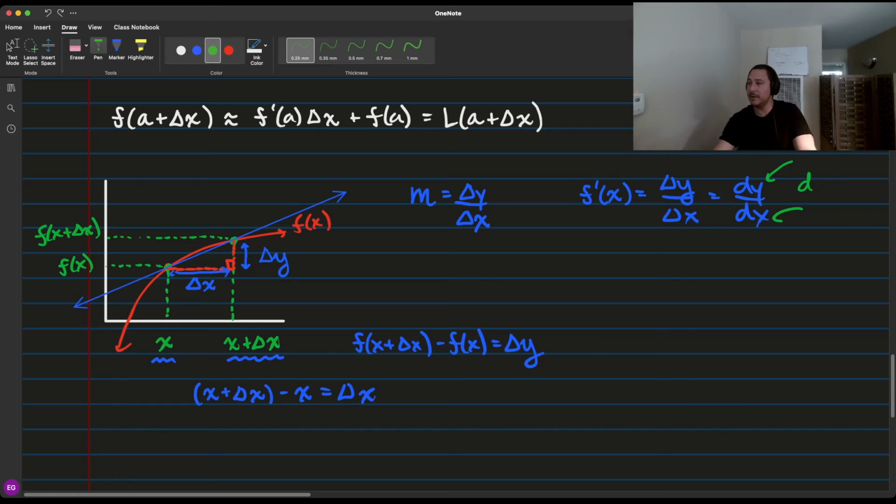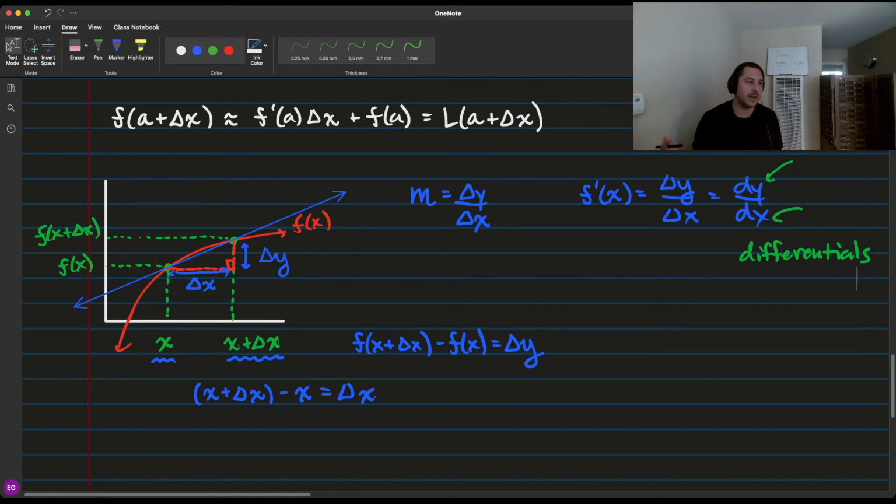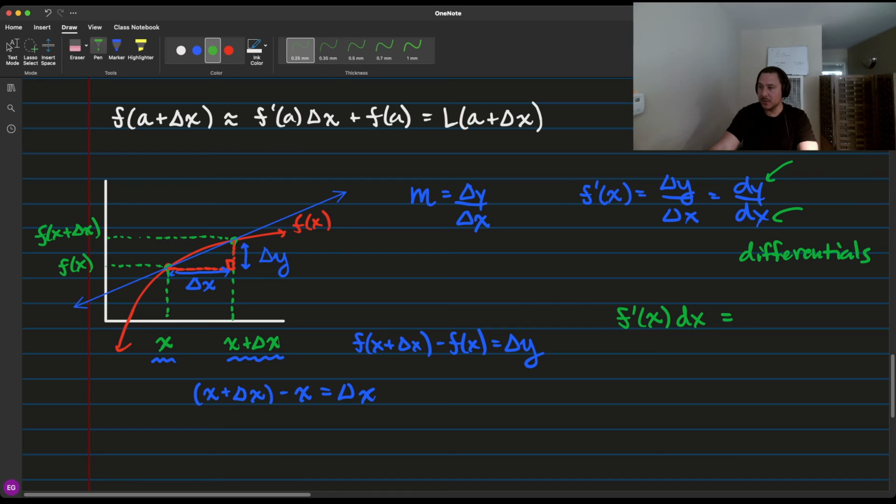So these dy over dx, we call them differentials. And it's interesting sometimes to think of the derivative as a ratio of differentials. You take that change in y and you divide it by the change in x, boom, you get the slope of your tangent line. That's not actually what happens, but we want to think of it that way. Because if we multiply this equation by dx on both sides, you get f prime x dx equals dy.